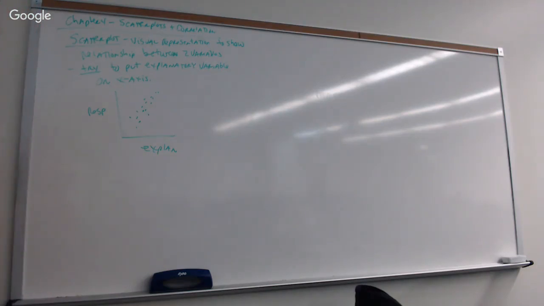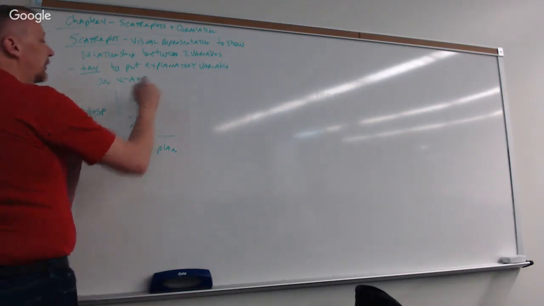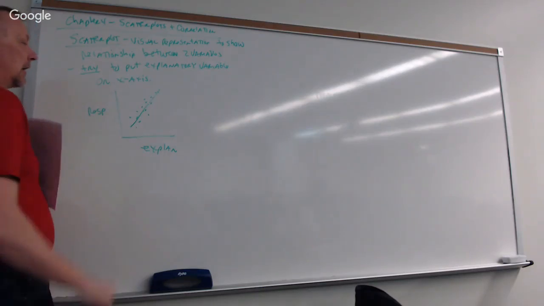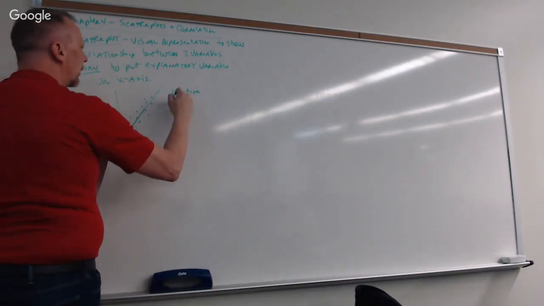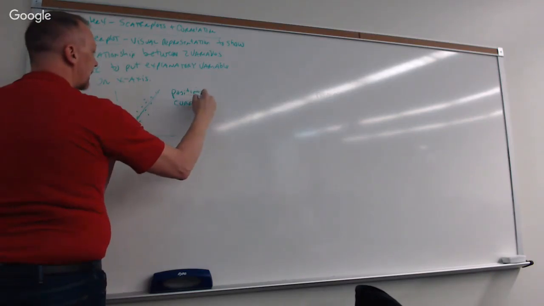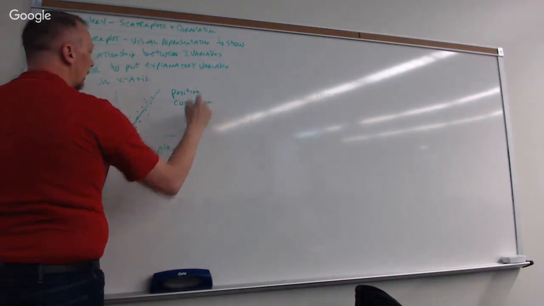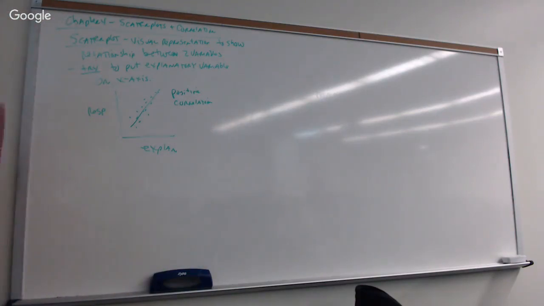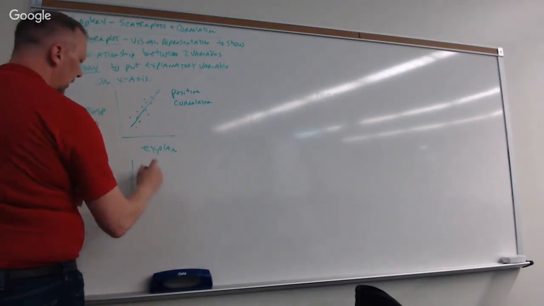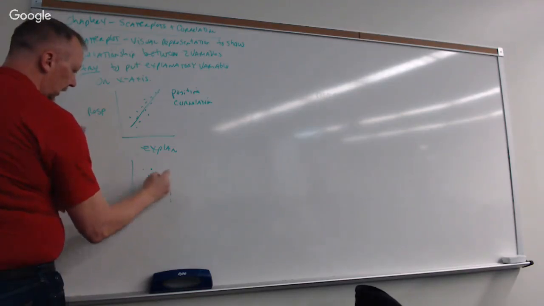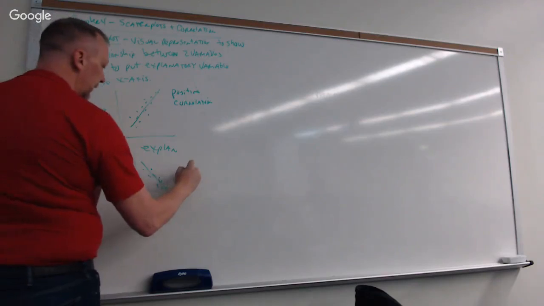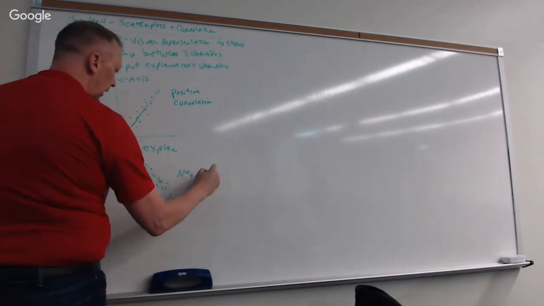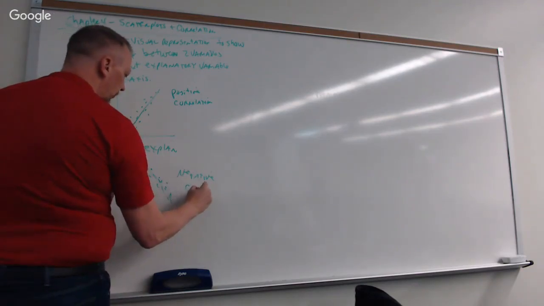Okay? So the idea here is you're looking for a straight line. Now this would be an example of what we would call positive correlation. Okay? You could also see something that looks like this. This would be an example of negative correlation.